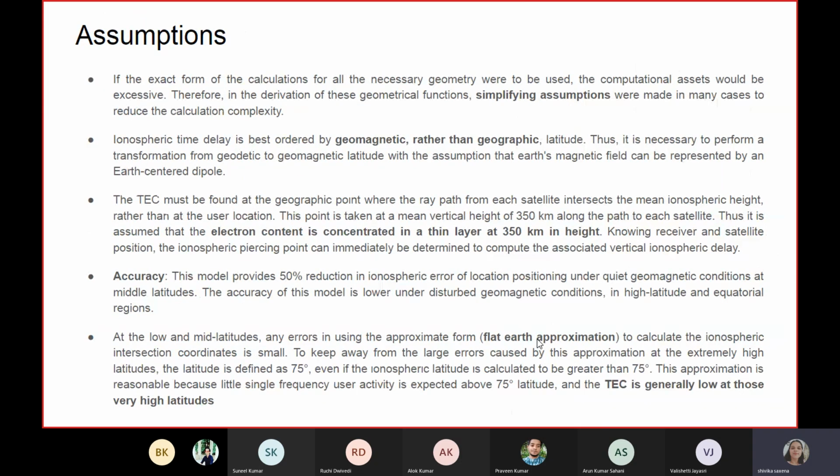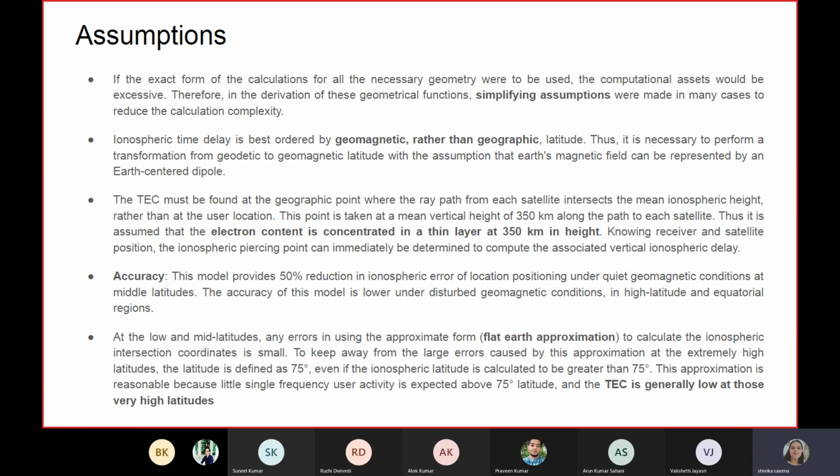What are the main assumptions here in this model? One of the most important assumptions is that electron content is concentrated in a thin layer at 350 kilometers in height. This is known as the mean ionospheric height. Another assumption is that ionospheric time delay is using the geomagnetic latitude. We are not using geographic latitude. Hence, it is necessary to perform such conversion.